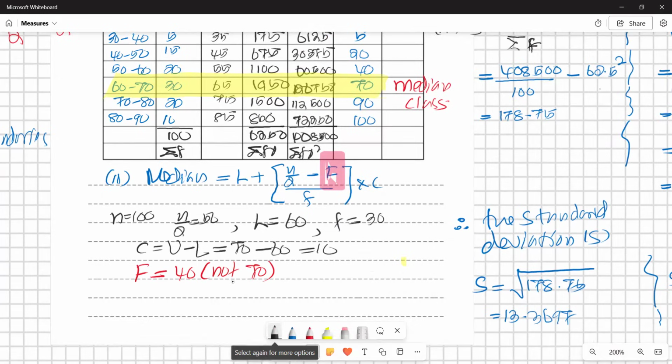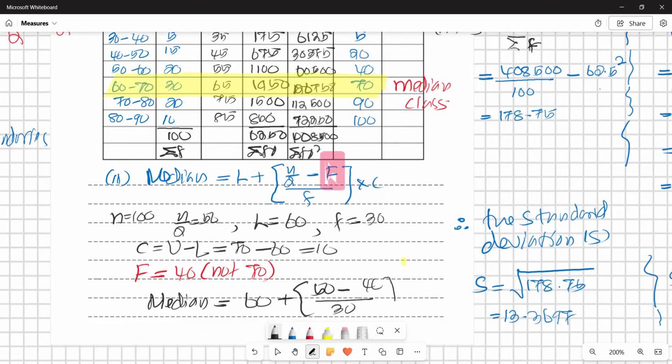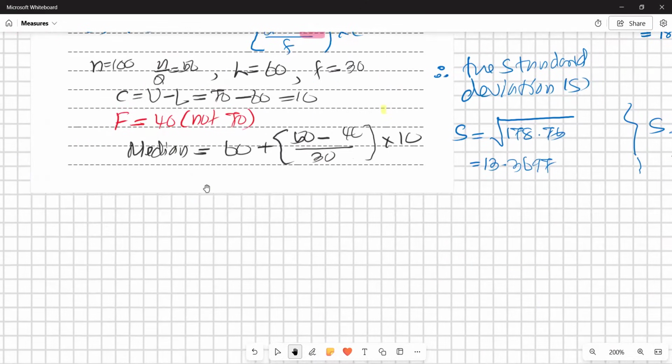Now you can substitute to find the median. L is 60, I am putting here. n by 2 is 50, minus the proceeding cumulative frequency 40, divided by simple f, 30, into class width. Now you can simplify this answer like this.